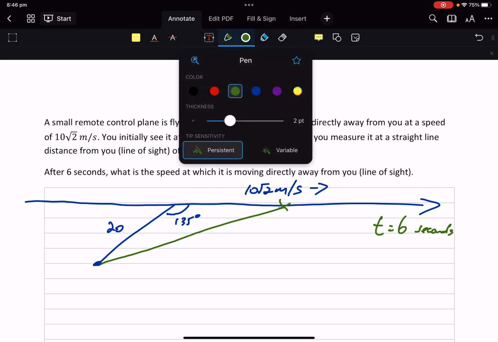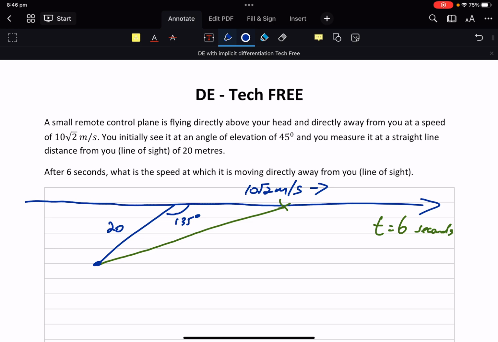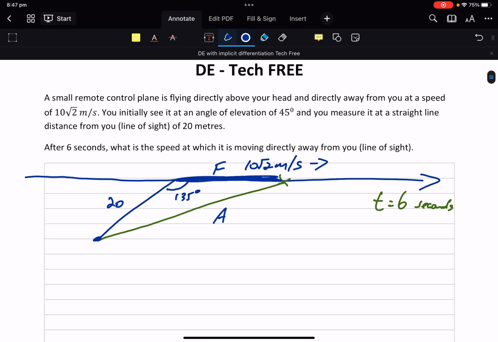Let's put some letters on this. I'm going to go, so that length just there is going to be F. That's where it's flying, and I'll label the green A. That's the amount that it's getting away from you at. It doesn't really matter what letters you use, anything you like, but we know dF/dt is its speed, which is 10 root 2. We want to find dA/dt, so we need a chain rule.